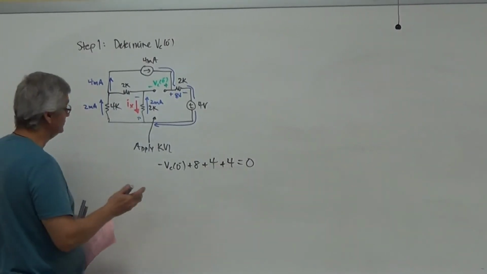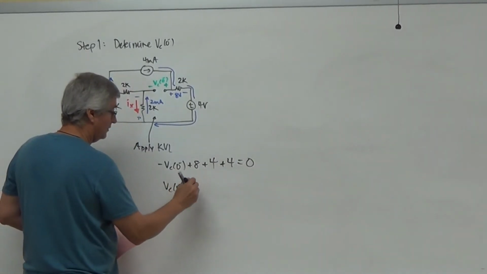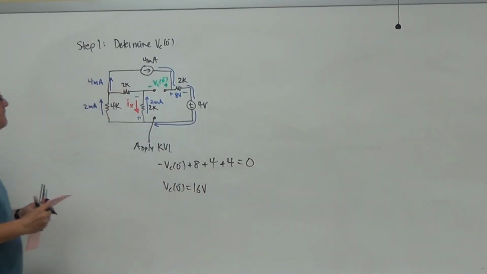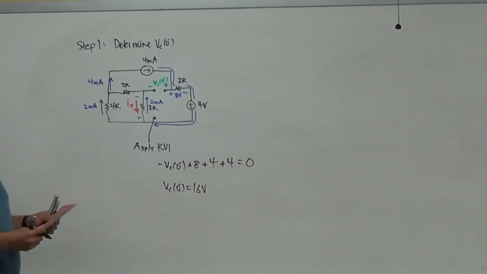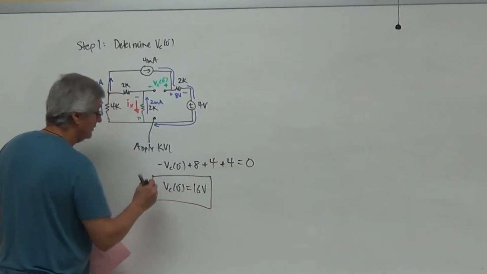I think that looks right to me. So this tells me here that VC of 0 has to be 16. Right? Am I right here? I better get that answer. Good. I got that answer. So there's my voltage right there. I got my VC of 0 here. Okay?